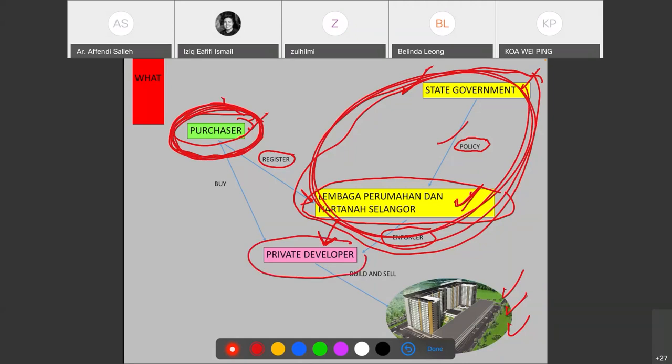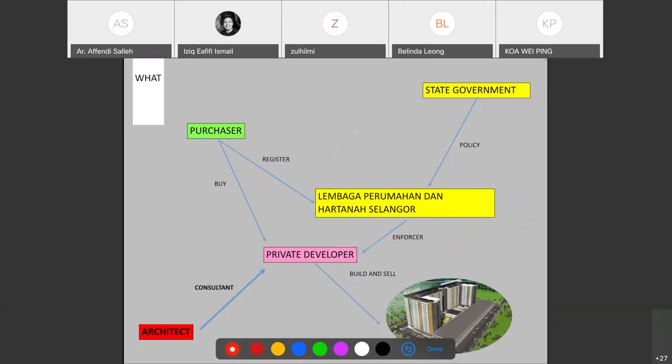Okay. Where are we as architects in this scenario? We are still holding our conventional role. We are the consultant to the private developer. We don't have a say on what the policies are. We cannot influence how the enforcer does their work. We don't have a direct contract with the purchaser. We only have a contract with our client, which is the private developer.